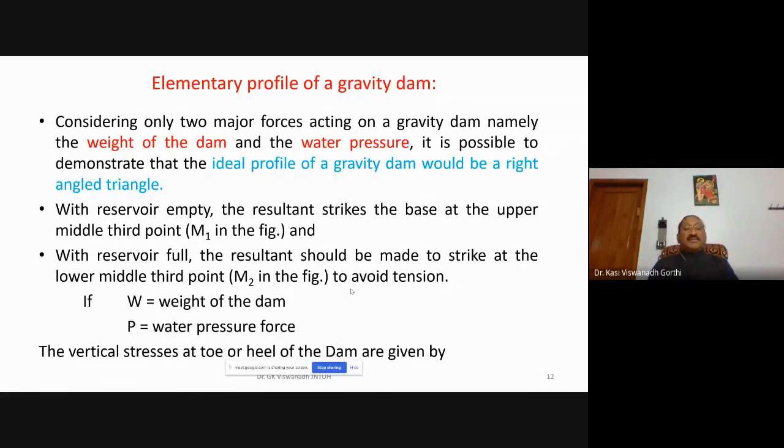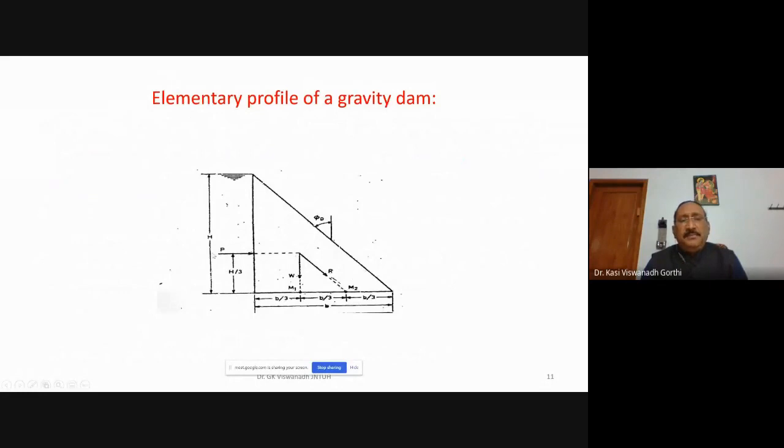If the reservoir is empty, with no water on the upstream side, what will happen? Just go back to the previous slide. If the reservoir is empty, the load coming onto the dam will be only the self weight W of the dam, and this W will be acting at a distance of 2B by 3 from the toe or B by 3 from the heel. So W acts like this. This is M1, the point through which it is acting. If the reservoir is full, there will be hydrostatic water pressure also. The resultant may be passing through the point M2.